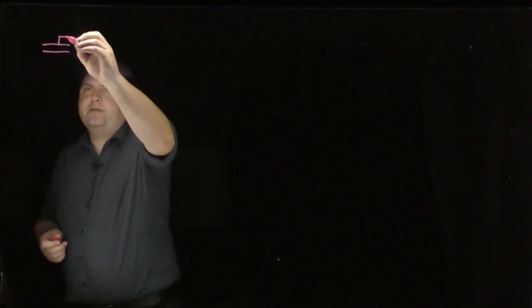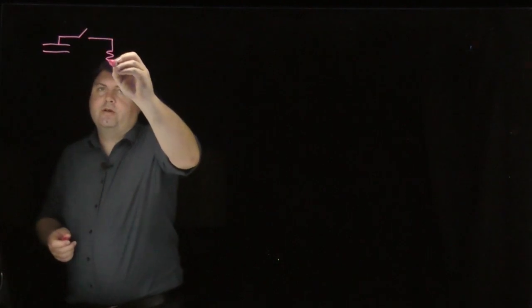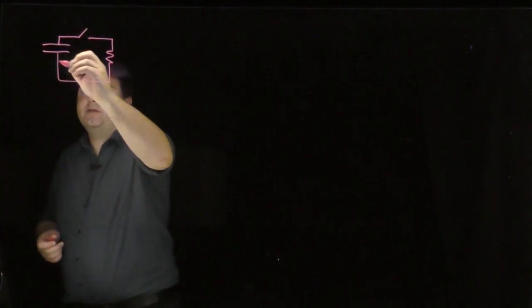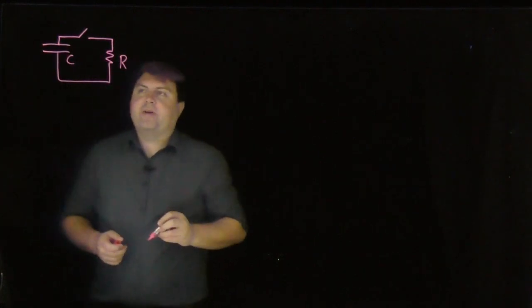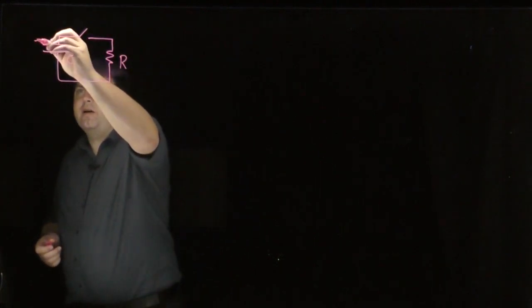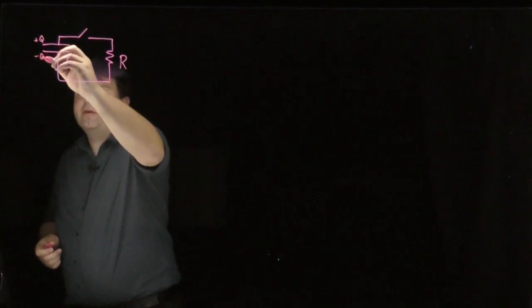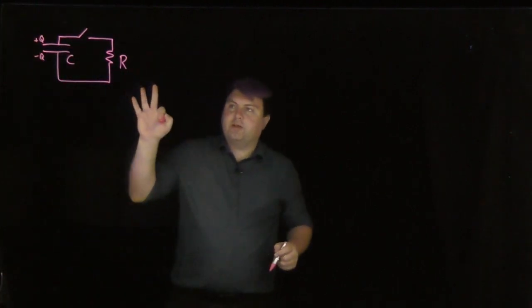Welcome. Let's take a look at that RC circuit. So we're going to draw an RC circuit with a switch, a resistor, a capacitor. Our resistor is going to have a value of R, our capacitor is going to have a value of C, and our capacitor is going to start with a maximum charge on the plates.